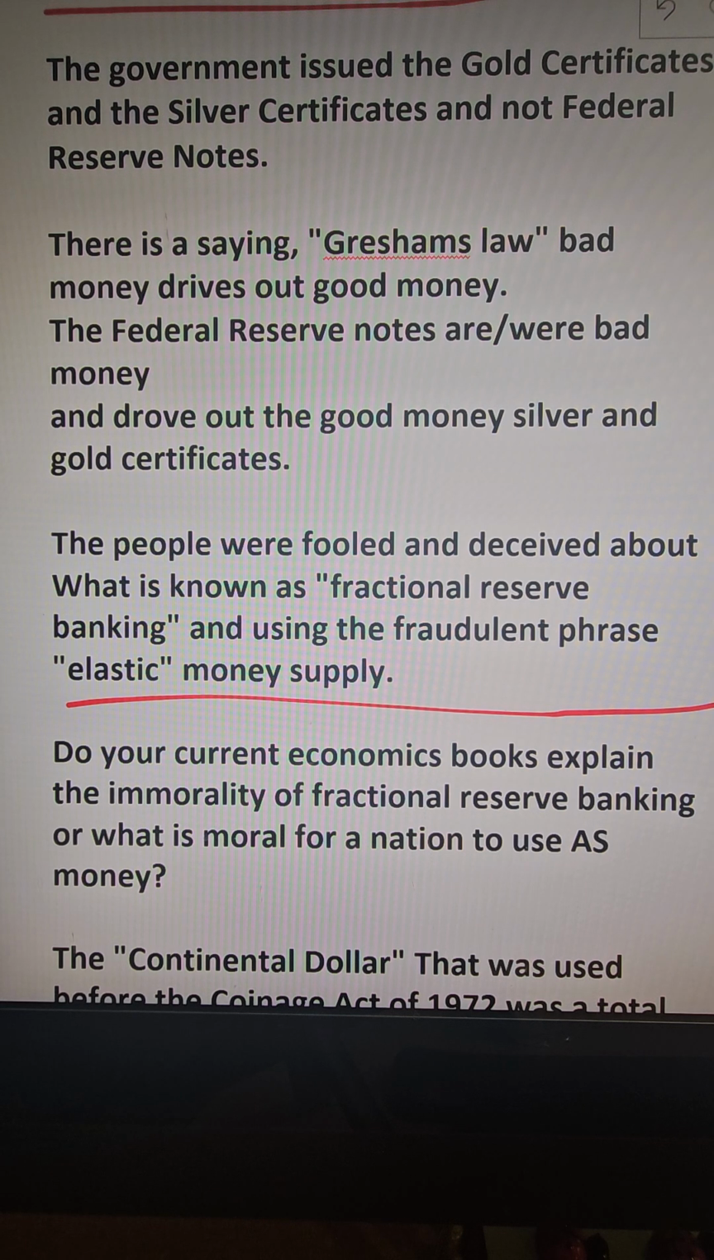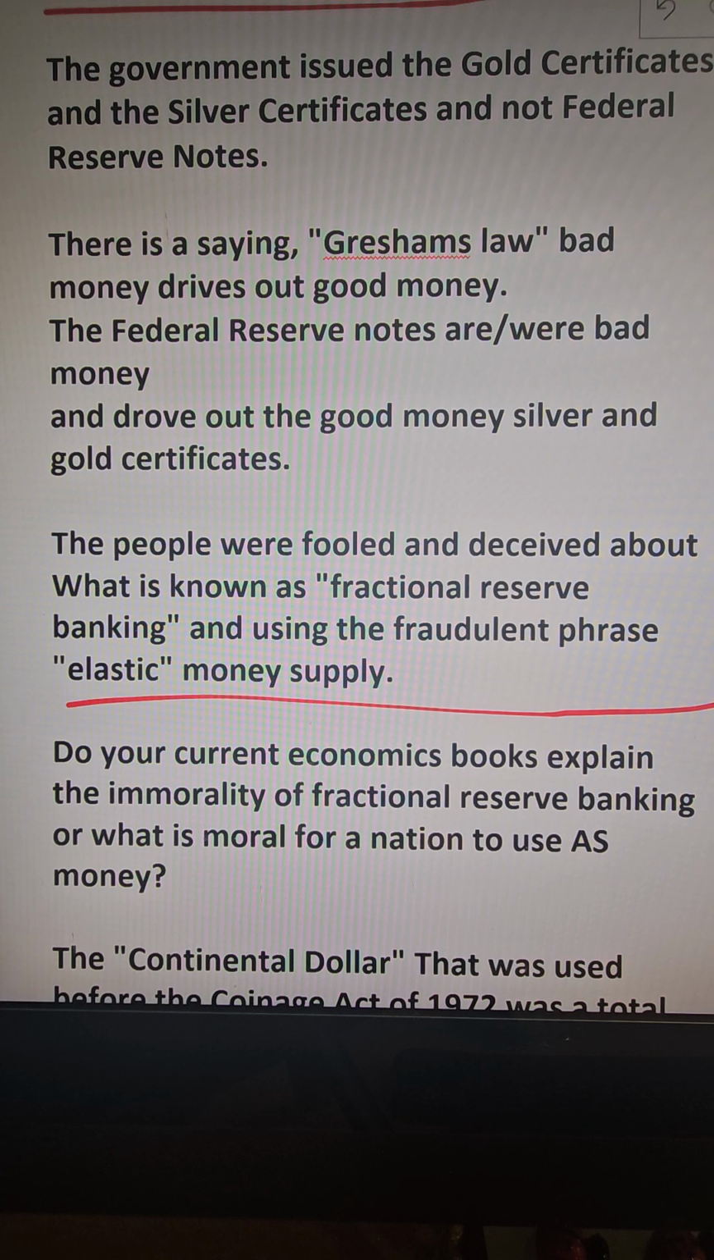Okay? Now, there's a saying I'm going to tell you, we're going to expand on this saying later. There was a saying called Gresham's Law, and it means bad money drives out good money. Okay? The bad money is the Federal Reserve notes, and nobody notices it. But I'll expand on it later on and explain it in detail. The Federal Reserve notes are now bad money, and they drove out the good money, the silver and gold certificates, which were redeemable in gold and silver coin based on the Coinage Act of 1792 in that era.